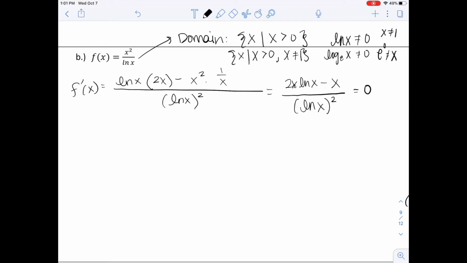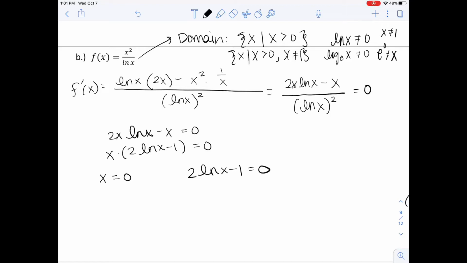So from here, multiplying both sides in my derivative by ln of x squared, I arrive at 2x ln of x minus x is equal to 0. I can factor out an x, and I'm left over with 2 ln of x minus 1 is equal to 0. I can separate these by the zero product property and say x is equal to 0 and 2 ln of x minus 1 is equal to 0. Solving the first one is solved already for me. However, 0 is not in the domain. So go ahead and ignore that one since it's not in the domain of our original function.